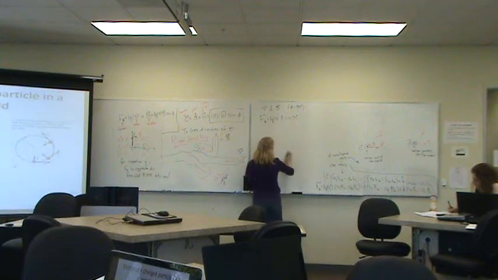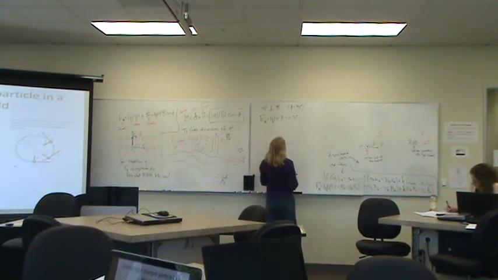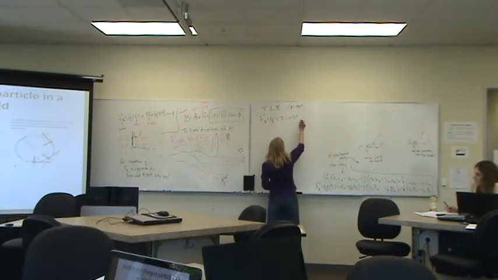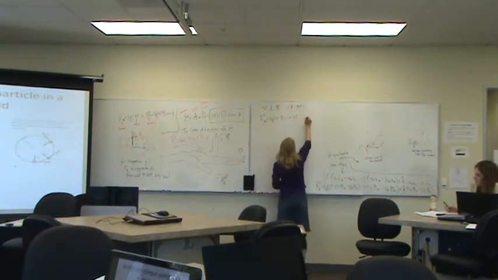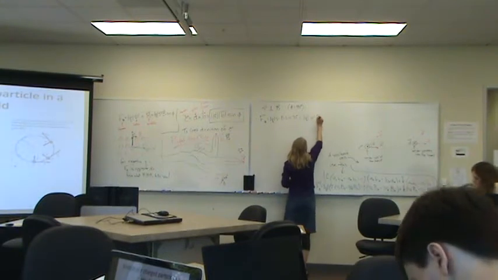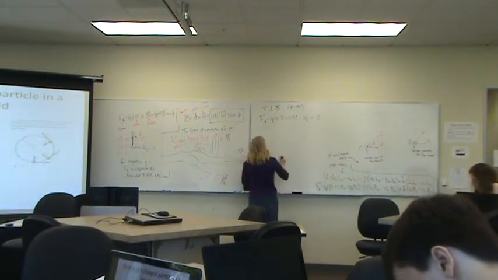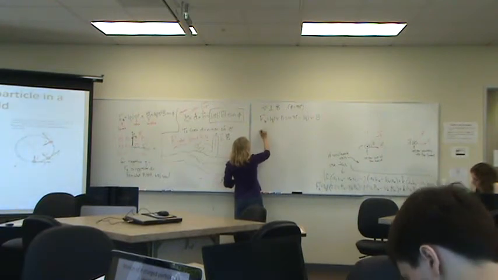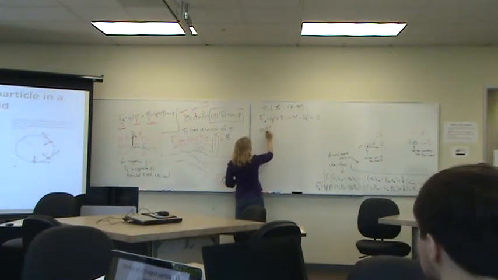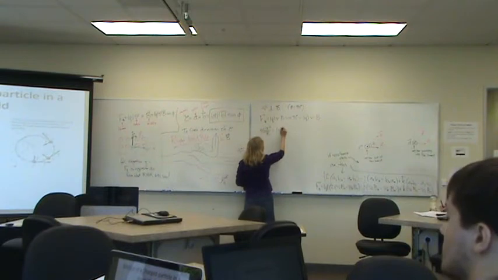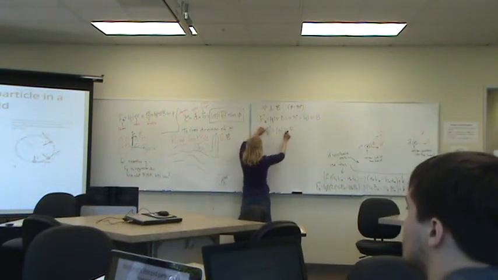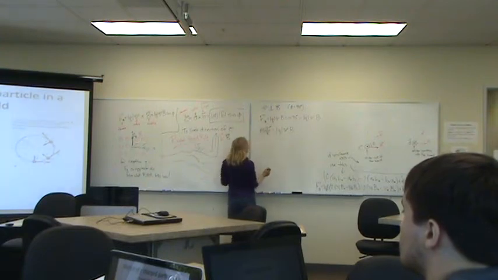And what's sine 90? 1, thank you. We don't want it to be 0 or else we wouldn't have any force. Okay, so qvB, and then that's also going to be equal to mv squared over r. So we've got v's showing up on both sides, so we could cancel one of those.